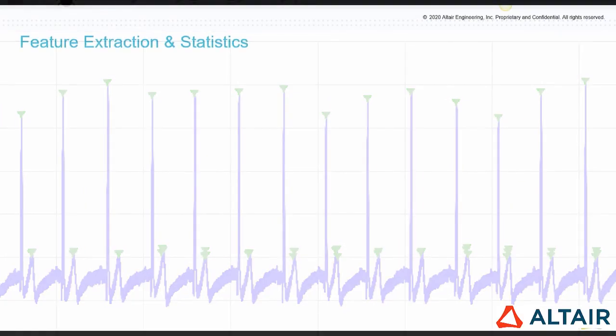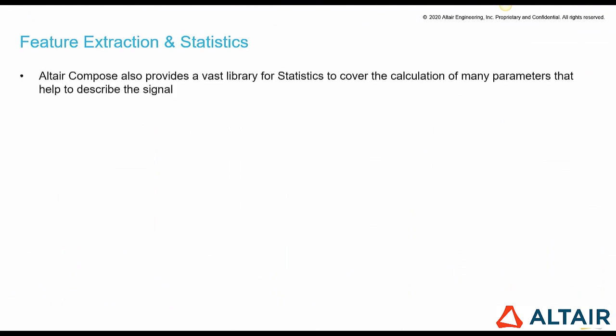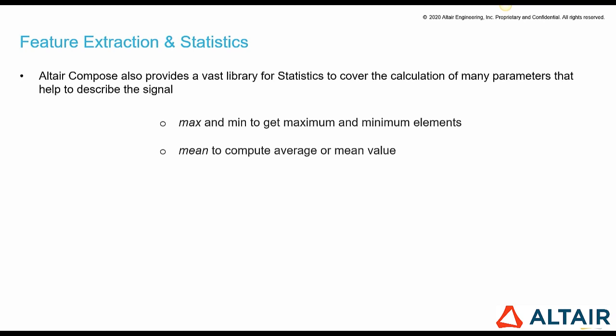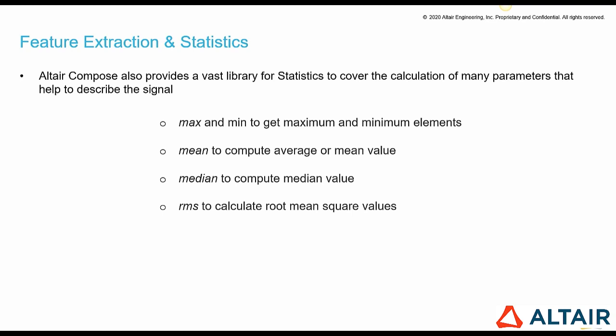Altair Compose also provides a vast library for statistics to cover the calculation of many parameters that help to describe the signal. Some of these functions are max and min to get maximum and minimum elements, mean to compute average or mean value, median to compute median value, RMS to calculate root mean square values, VAR to calculate variance values, and many others.